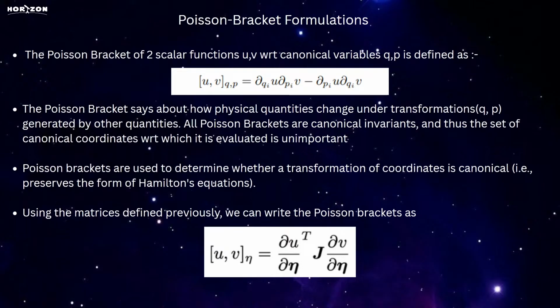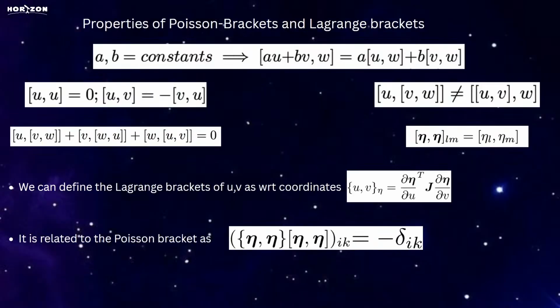And we can basically expand this to get the Poisson bracket formulation using indices. Now let's look into some properties of Poisson brackets and Lagrange brackets. The Poisson bracket of two similar canonical invariants is zero, and it turns out they are antisymmetric in nature, and also they are not associative. This non-associativity is pretty important, and it's an important point to take note of.